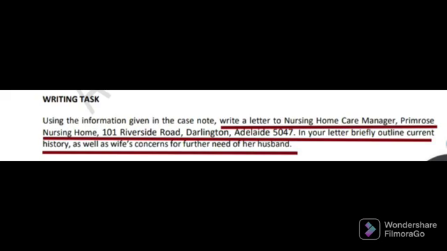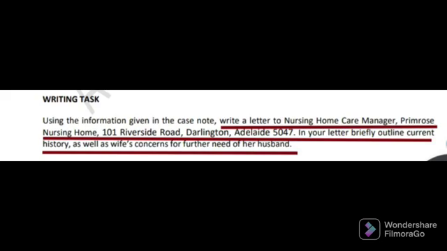One thing I have to tell you is that here they have given: briefly outline the current history as well as the wife's concern for further need. If something is written like that, give some priority to those phrases. This is the current history, so you have to write in brief regarding the current history of the patient. Don't skip that, as well as the wife's concern. Sometimes we miss those points.